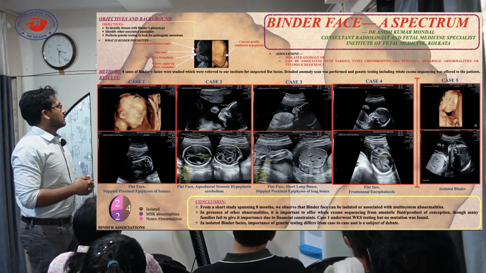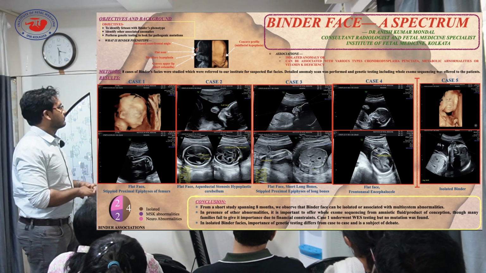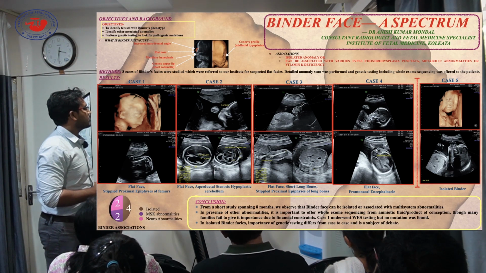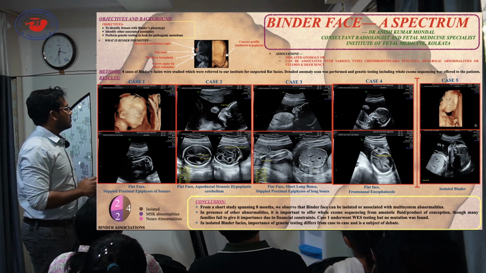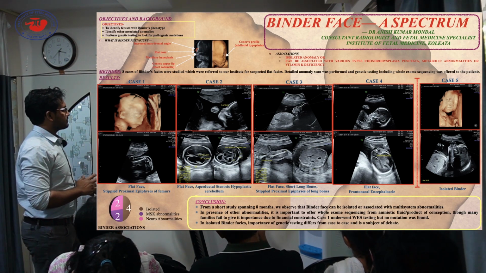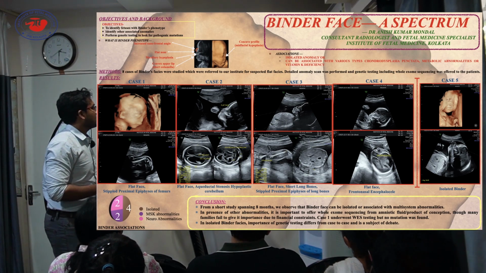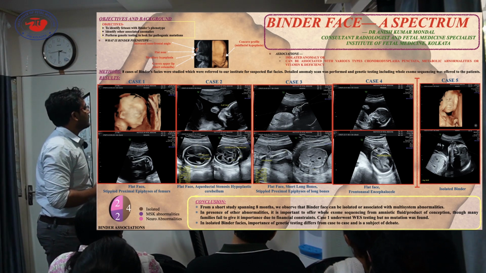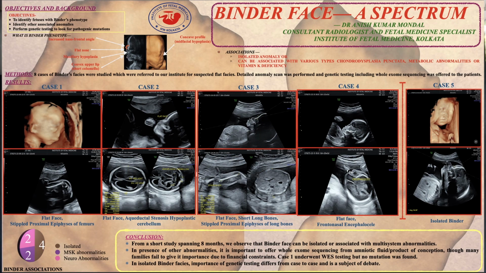So of the 8 cases, 4 such cases were isolated. 2 of them were associated with musculoskeletal anomalies, and 2 were associated with neurological abnormalities. So in case 1, in addition to flat face, we can see the stippled proximal epiphysis of femur. This is at 22 weeks.